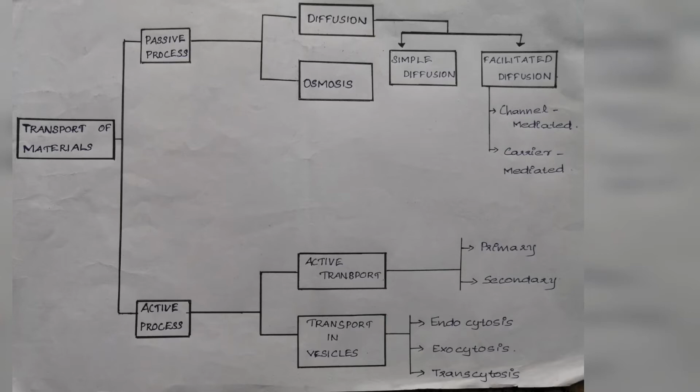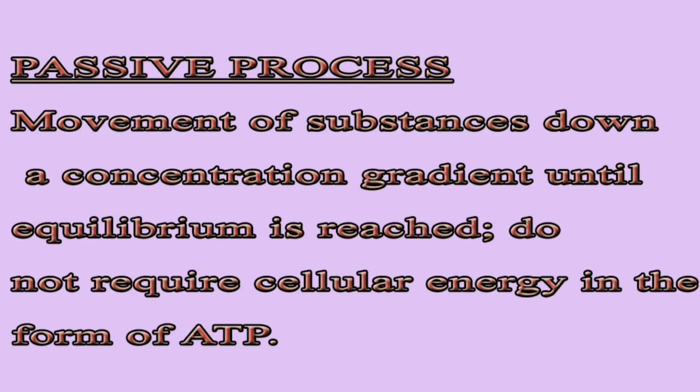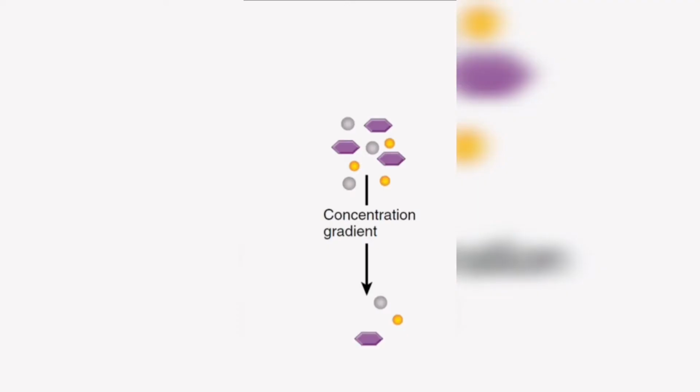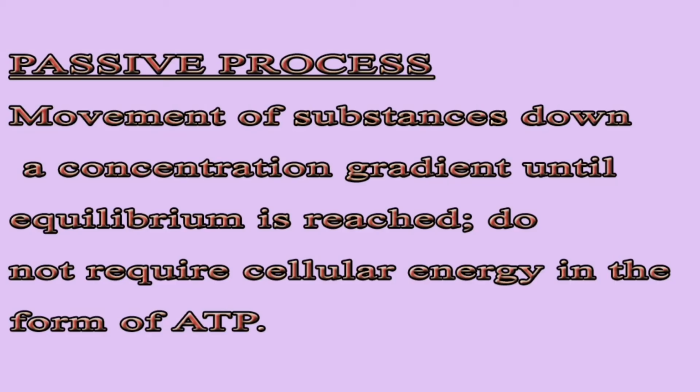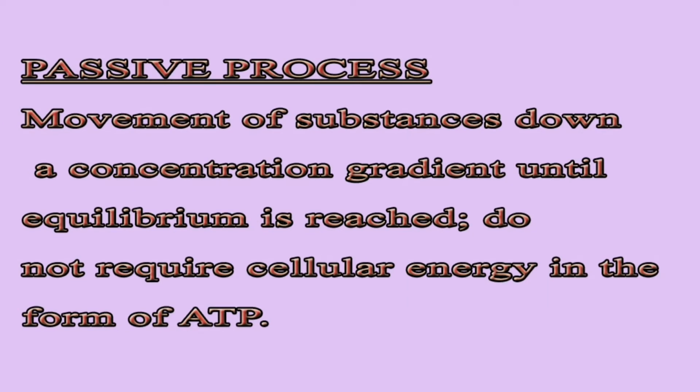Next, we are moving into each type of transport. First, the passive process. Passive process means the movement of substance down a concentration gradient, that is from a higher concentration area to a lower concentration area until equilibrium is reached. When the equilibrium is attained, the movement of substance stops.